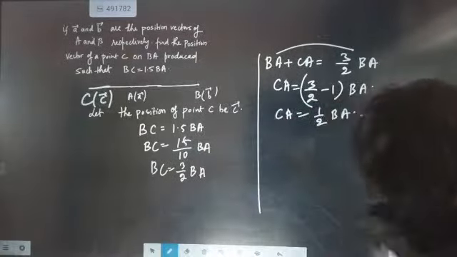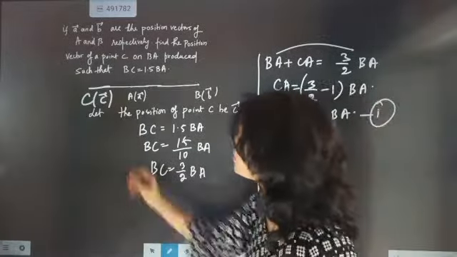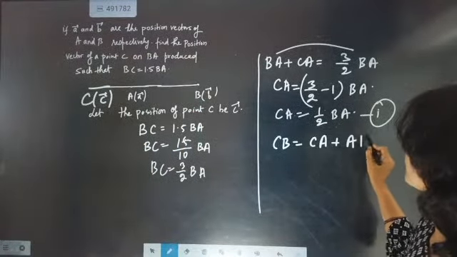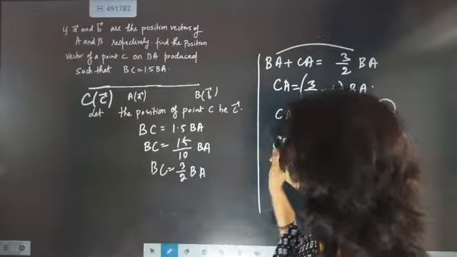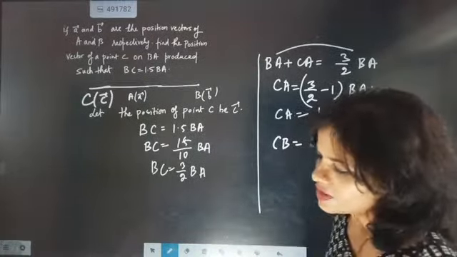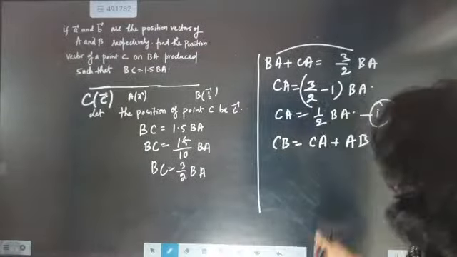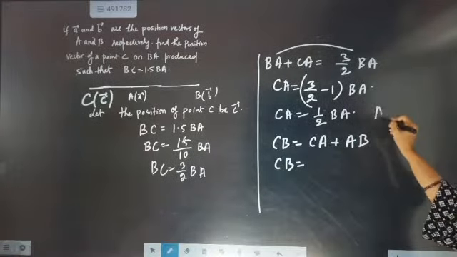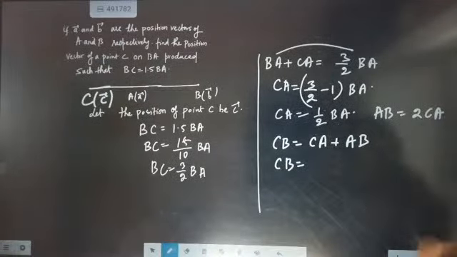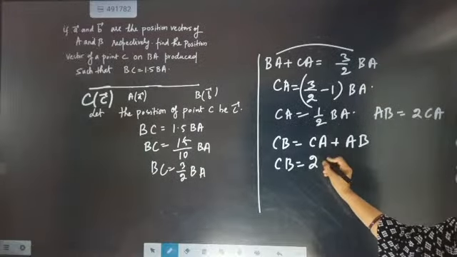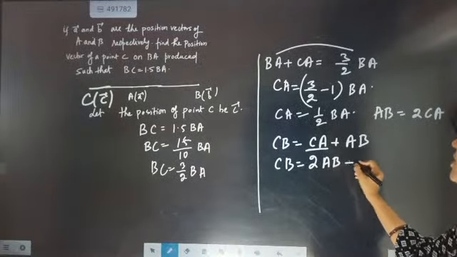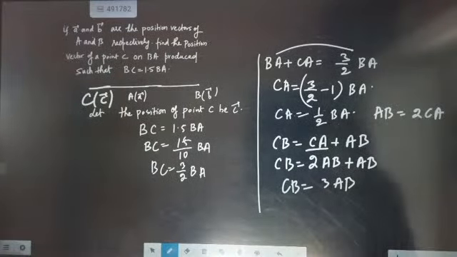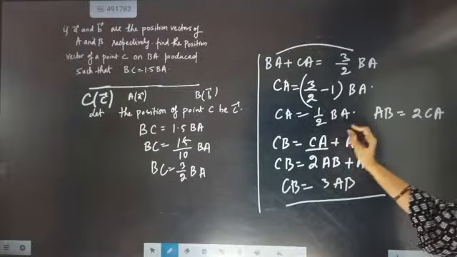Now how are we going to write CB? CB will be coming as CA plus AB. And now we know that AB is nothing but twice CA. So instead of CA, shall we write it as AB? So AB plus AB. So CB is coming as 3AB, and CA is coming as half AB.